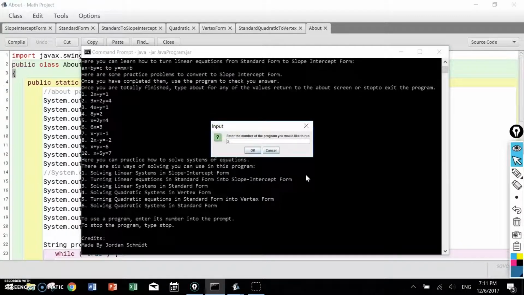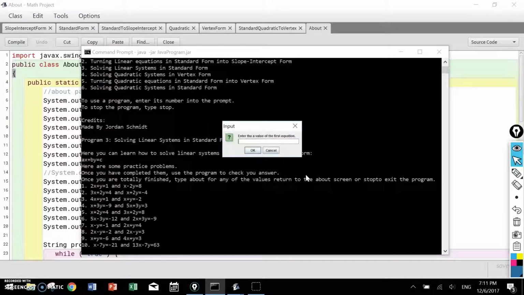Next is solving linear systems in standard form. Same idea. Enter the a value of the first equation. Sorry, that was the b value of the first equation also. Now it's the c value of the first equation, the a value of the second equation, b value of the second equation, and c value of the second equation. Okay, so simple enough.